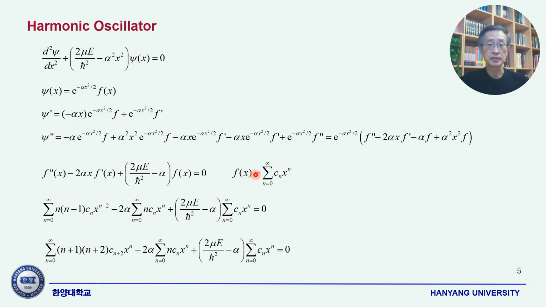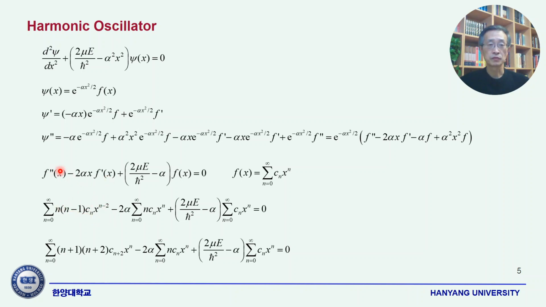Once we reach here, we try a series solution. So f of x is expressed as a series in x to the nth power with coefficient c n. The first derivative of this f of x is the sum of c n times n times x to the n minus 1 power. The second derivative is c n times n times n minus 1 times x to the n minus 2 power. So this is the second derivative.